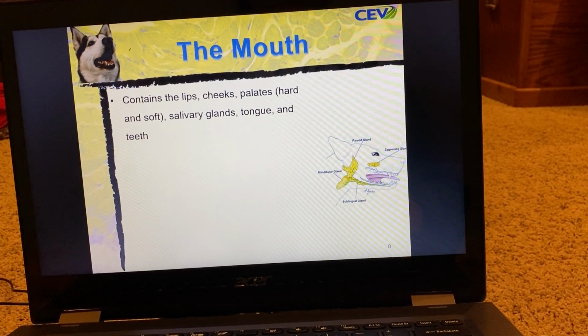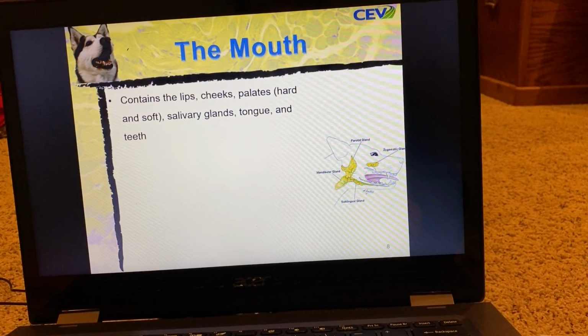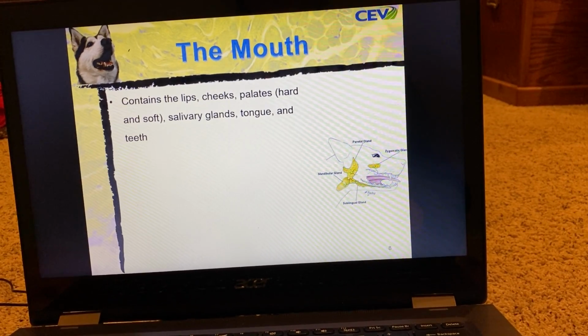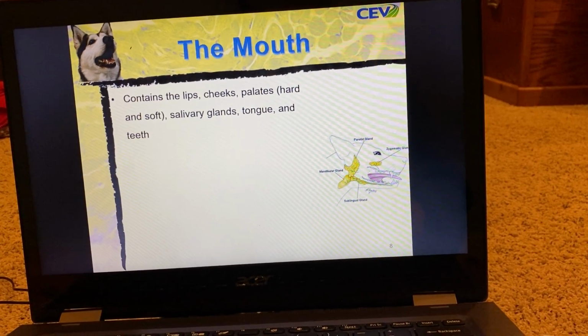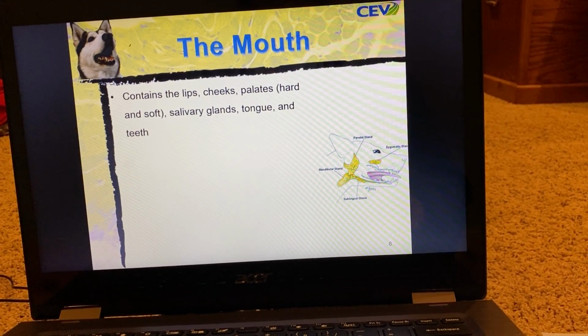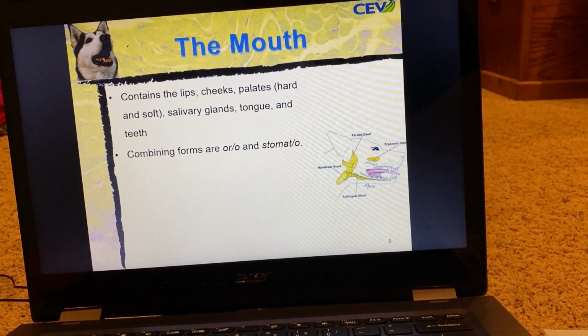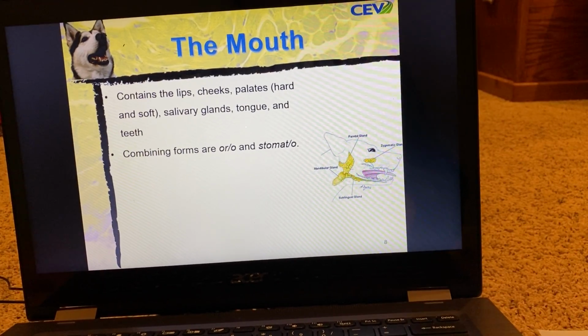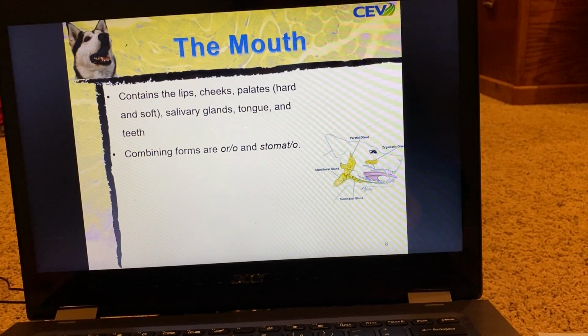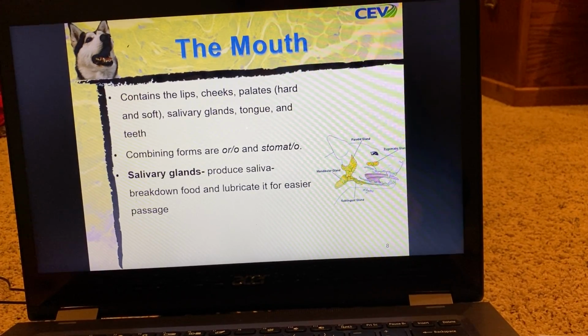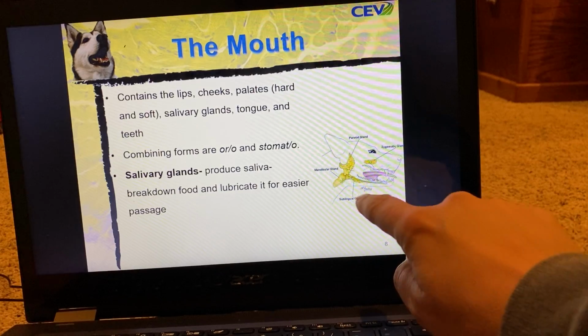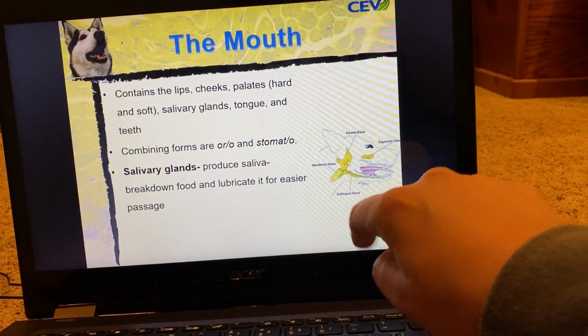We also have salivary glands. So the saliva that we produce are from glands. We have a tongue and we have teeth. Our combining forms for the mouth are oro and stomato. So salivary glands, that's what you see right here.